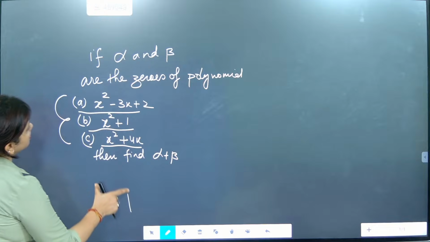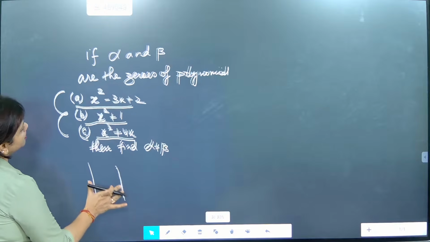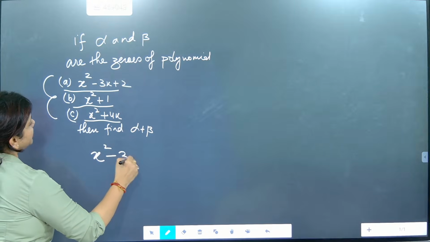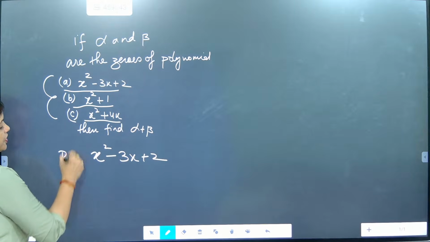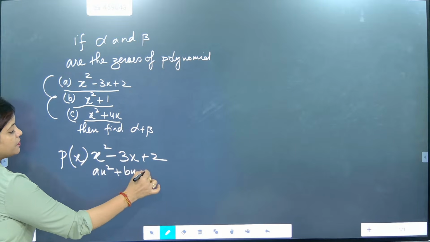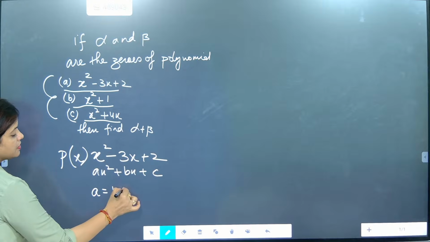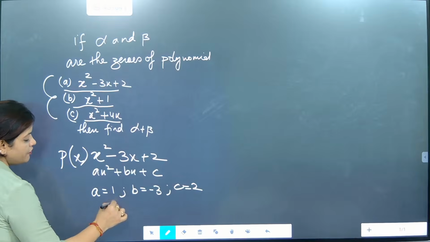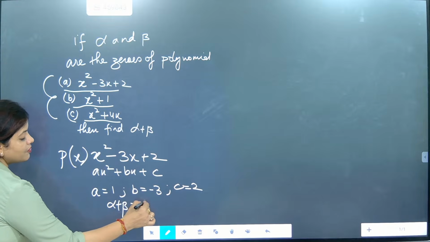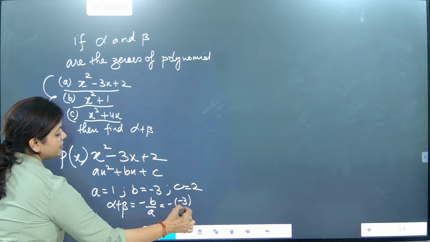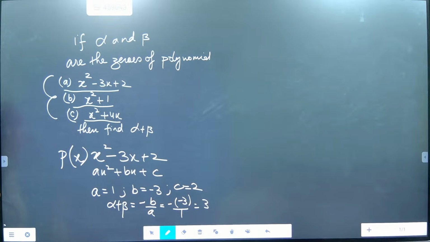For the first one, what is given is x square minus 3x plus 2, so we'll take it as p of x. If you compare it with ax square plus bx plus c, a is 1, b is minus 3, and c is 2. Alpha plus beta is the sum of the zeros. The sum of the zeros formula is minus b by a, so it is minus of minus 3 by 1. So the first answer is 3.